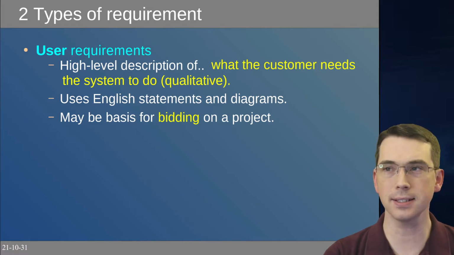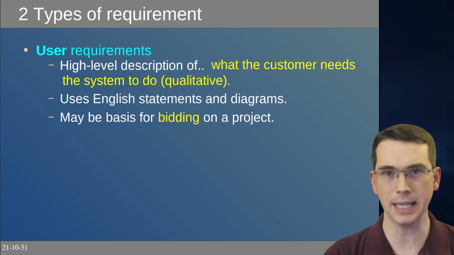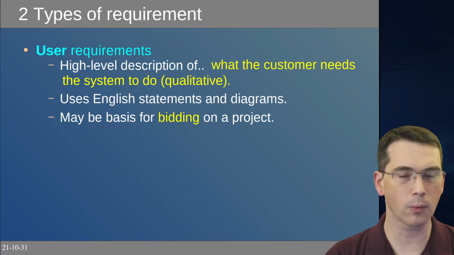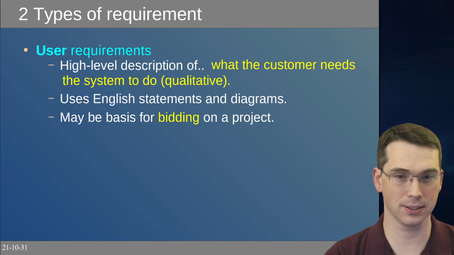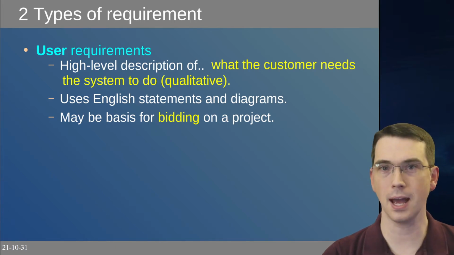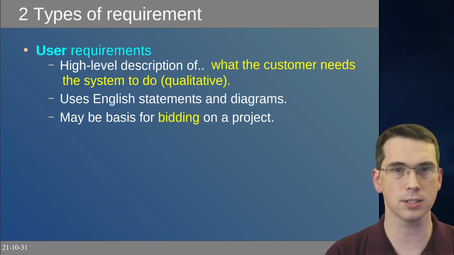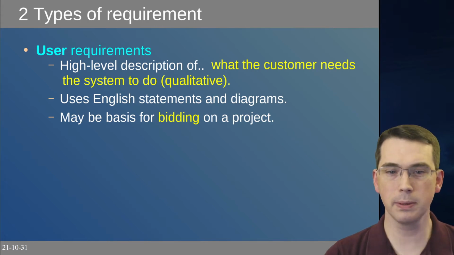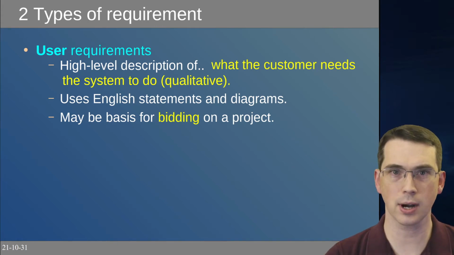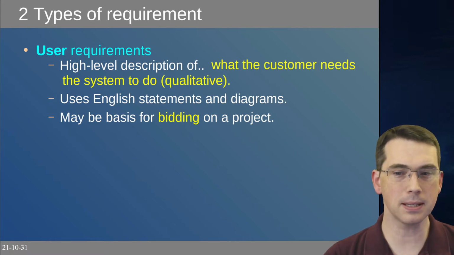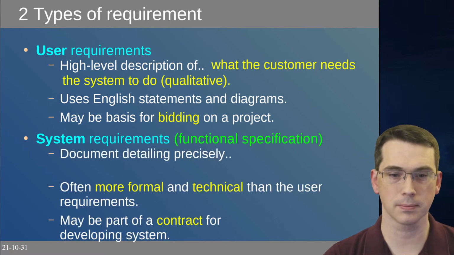These are the kind of things that when you ask somebody what do you need from your car or what do you need from a piece of software, it's the kind of things they'll tell you. I need it to be able to open a PDF. I need to be able to write changes into the PDF. So we'll be using English statements and diagrams to try and convey that information that the customer has given us. And this may be the basis of bidding on a project, for example.